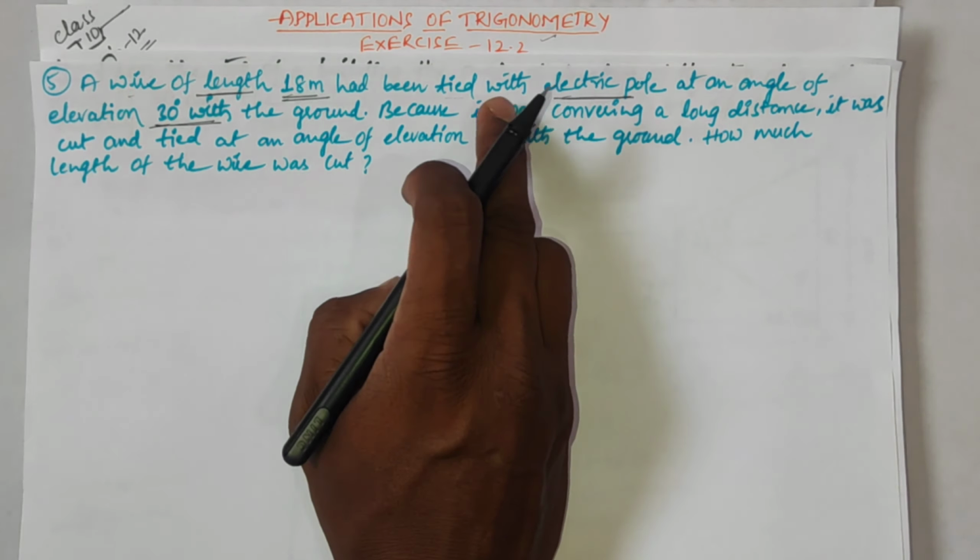Right? How much length of wire was cut? So we have to find how much length of wire was cut, nothing but how much they removed the wire. We have to find. Right? For this data, first we'll draw the figure. We have to consider the electric pole first. Suppose here AB is the electric pole, and considering ground here.